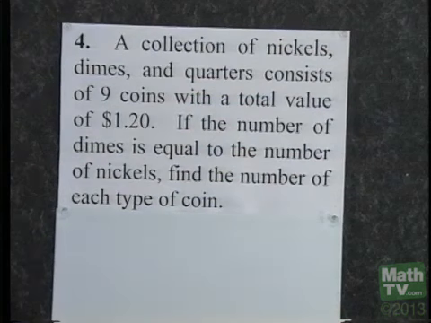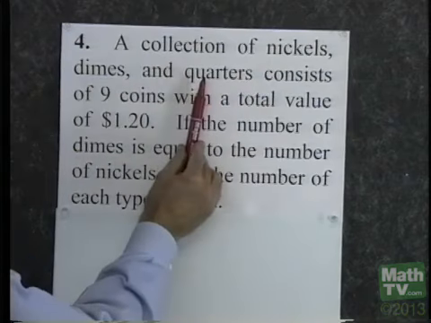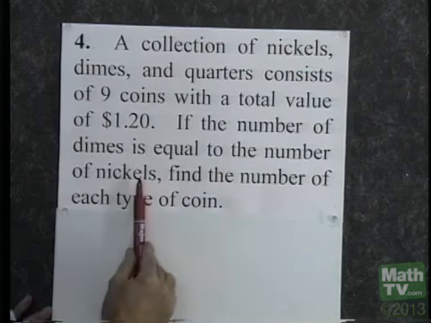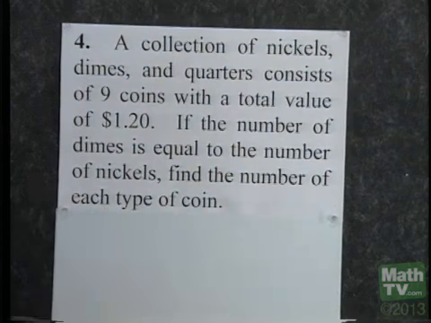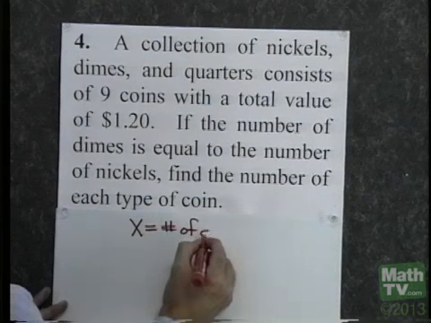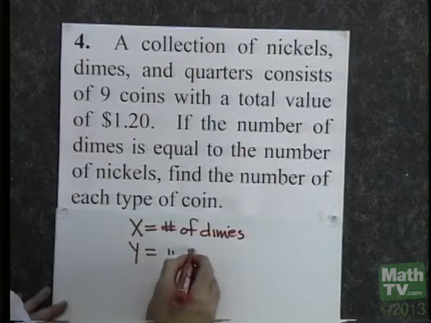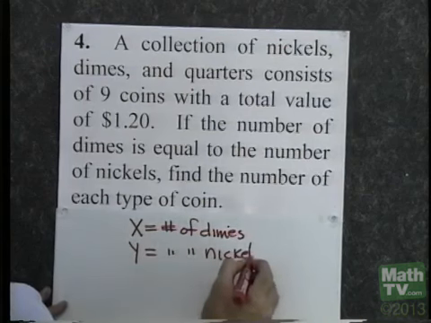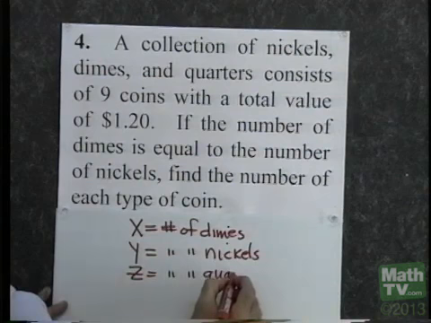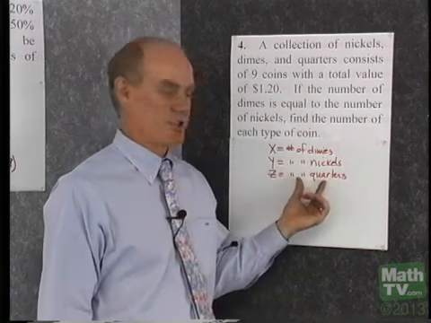I wanted to have one problem that had a system of 3 equations and 3 variables, and this will be that problem. Here we have a collection of nickels, dimes, and quarters that consist of 9 coins with a total value of $1.20. If the number of dimes is equal to the number of nickels, find the number of each type of coin. So I'm going to let X be equal to the number of dimes. Then I'll let Y be equal to the number of nickels. And Z will be equal to the number of quarters. So X is the number of dimes, Y is the number of nickels, and Z is the number of quarters.